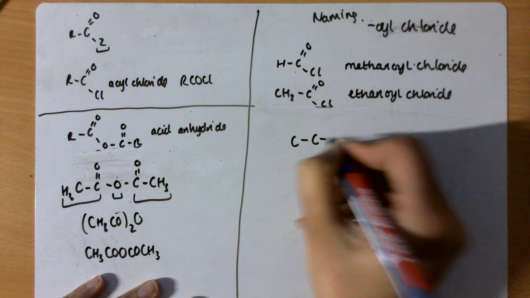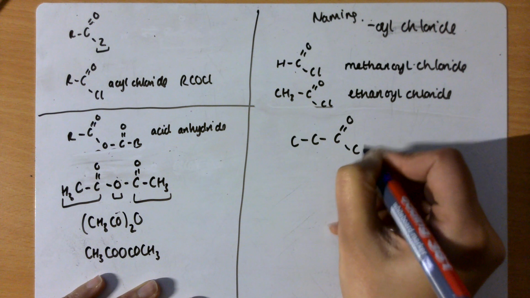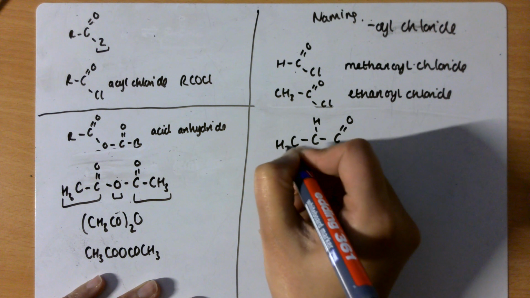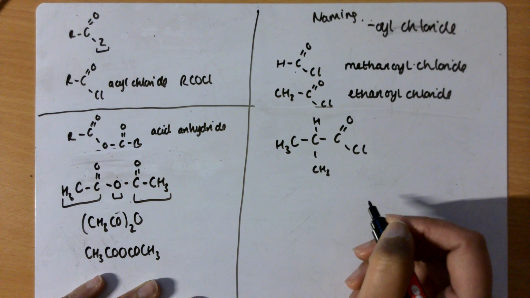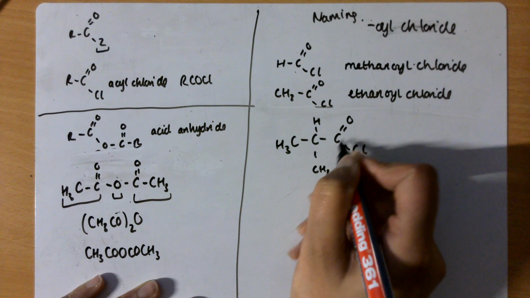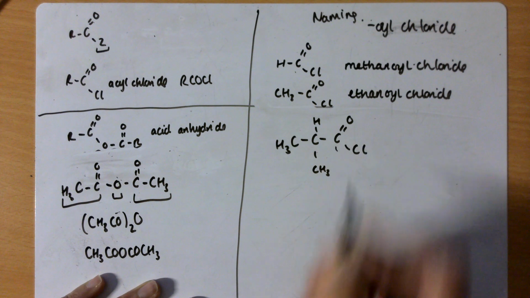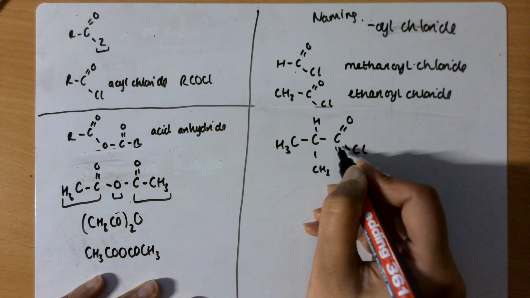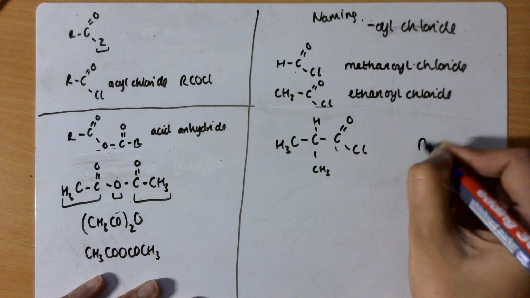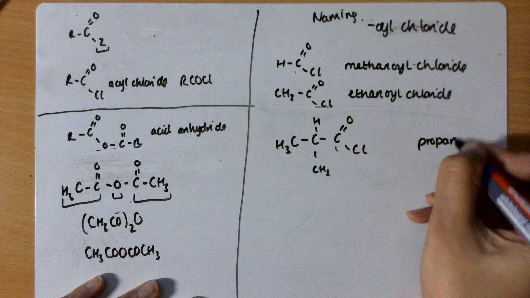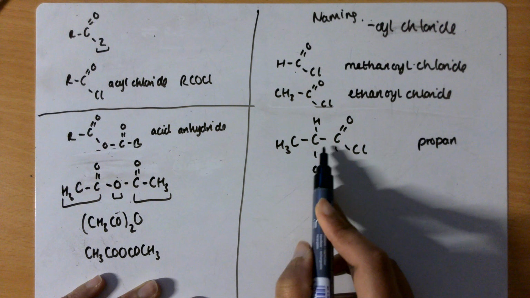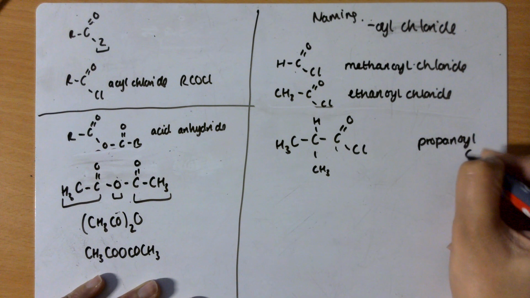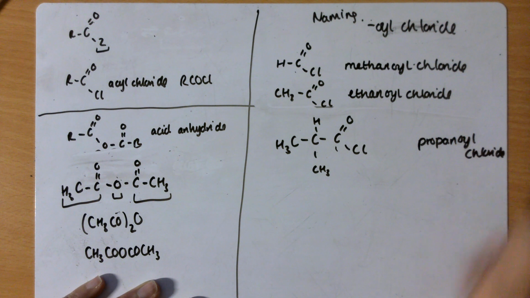We could have something that looks a little bit like this, in which case we still follow our same naming principle. I have a C double bond OCl, so that's my carbon 1. So I could go 1, 2, 3. Alternatively, I could go 1, 2, 3. But I have a prop as my longest carbon chain, sorry. It's an oil chloride, so it's an acyl chloride. That's two separate words, just note that.